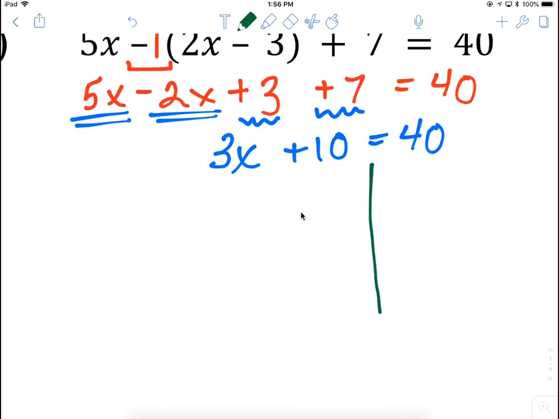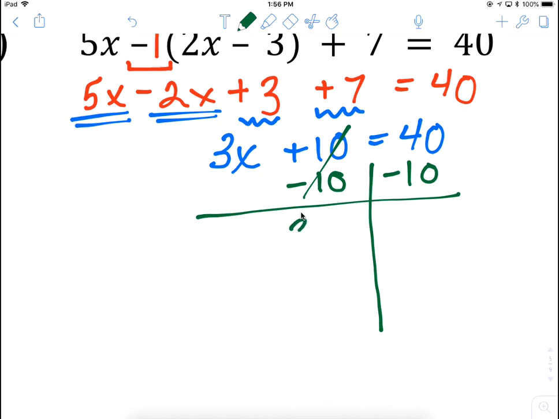So at the party, who's the loner? It's not the 40. 40's not at the party. It's not the 3 because 3 is the best friend. He's stuck to x. So it's got to be the 10. To cancel out addition, we're going to subtract on both sides. What I do to one, I have to do to the other. So we are left with 3x equals 30.